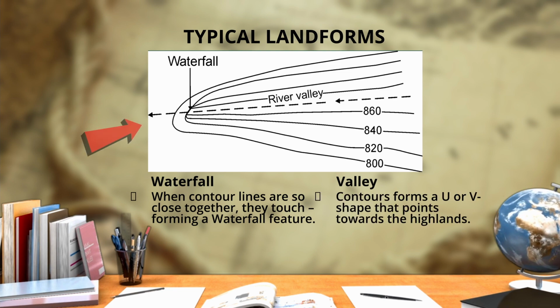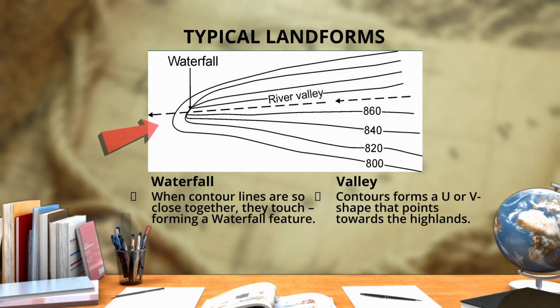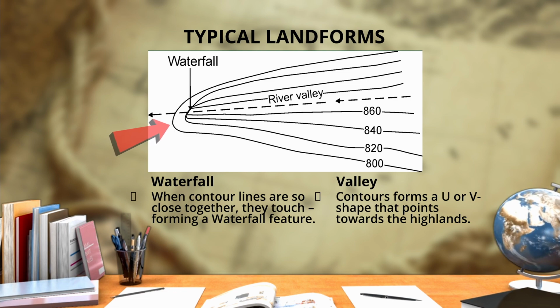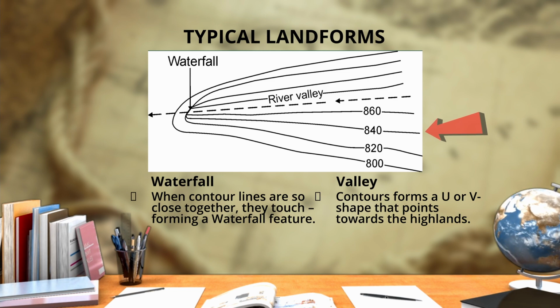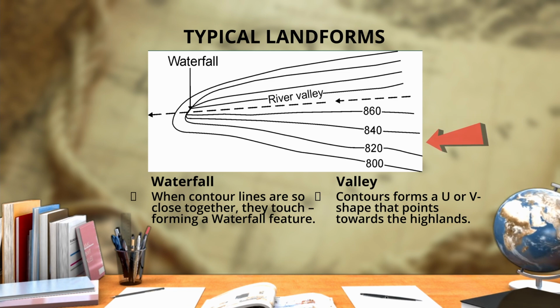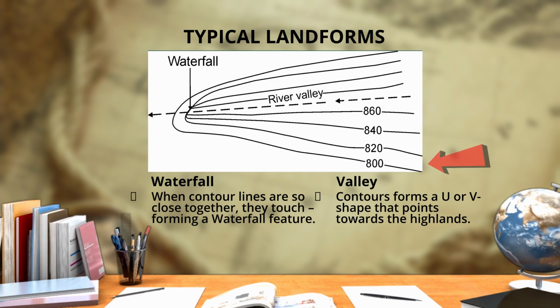A valley is when it's formed. First we look at either a V shape or a U shape in a map. Now, what do we do? The smaller numbers must be inside the V, and the bigger numbers must be outside the V. That is our valley. The smaller numbers should be inside and the bigger numbers should be outside.